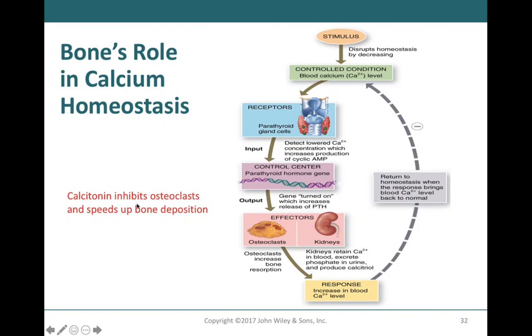osteoblasts. So there are many mechanisms by which we can control the homeostasis of our bodies, and these are two ways that we can specifically control our body's calcium homeostasis. Parathyroid hormone will increase blood calcium, and calcitonin will decrease blood calcium.